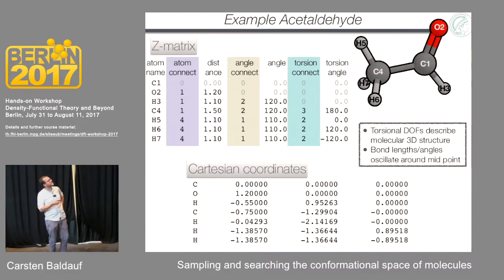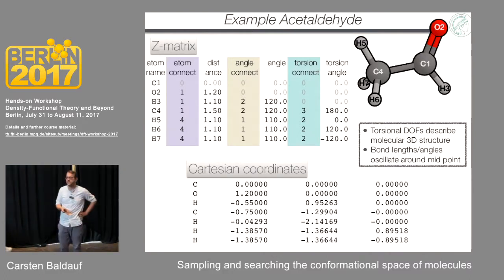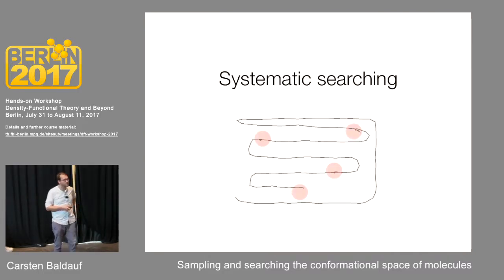Exactly what I said already. So the torsional degrees of freedom define the molecular 3D structure, while the bond lengths and angles only oscillate about a midpoint. So what do we do with it now?